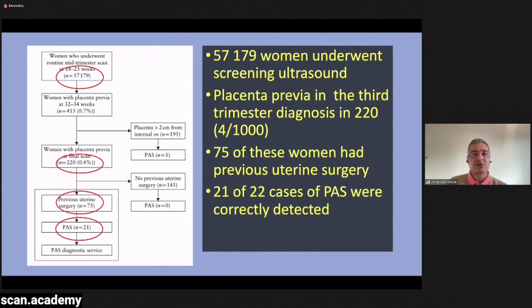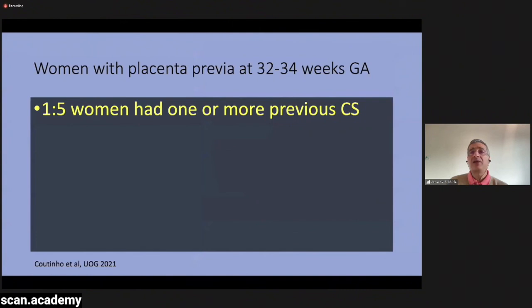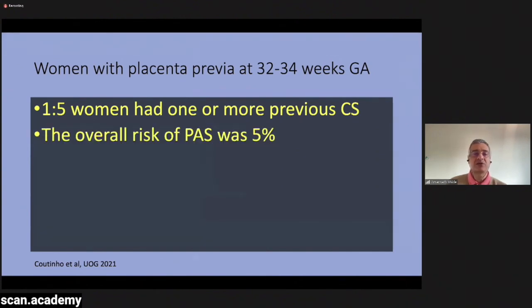There was only one woman with placenta previa spectrum who did not have a previous cesarean section, and she had a previous myomectomy. So this is the experience from St. George's about the screening program. And what do we learn from it? We learned that 1 in 5 women had a previous cesarean section in our cohort.